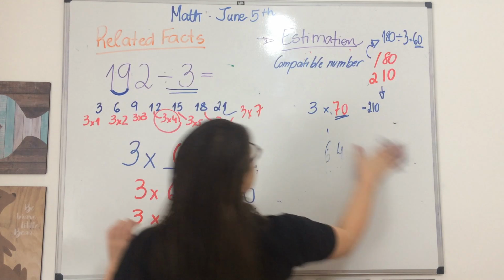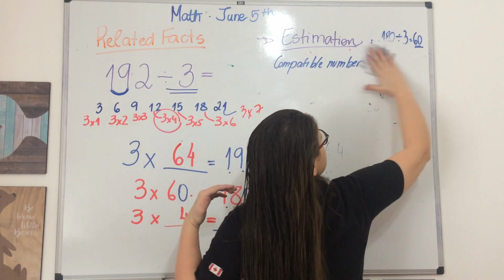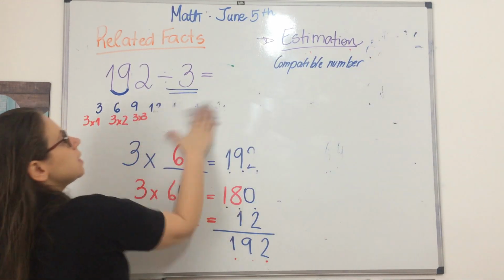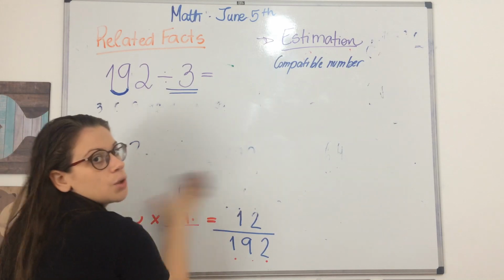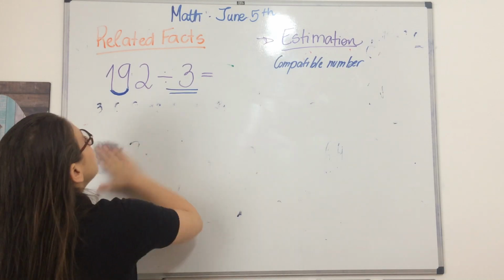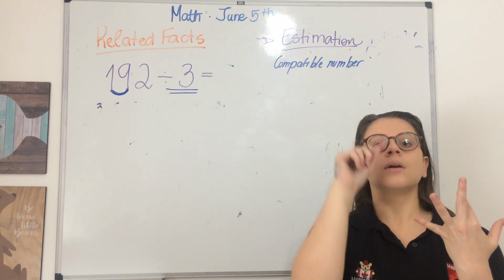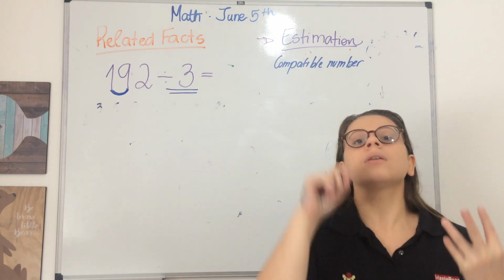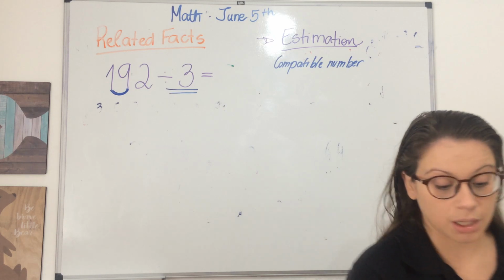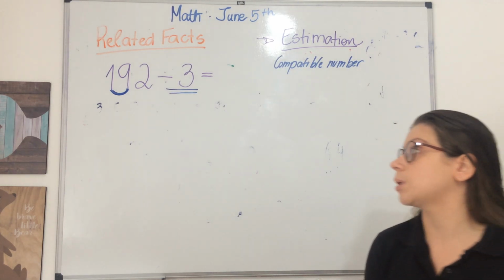Very quickly. And we are going to practice this during class. So make sure you watch this video more than once if you need. Because in class we are going to need to find compatible number, estimated quotient, and related fact quotient. Okay, so make sure you understood the process.